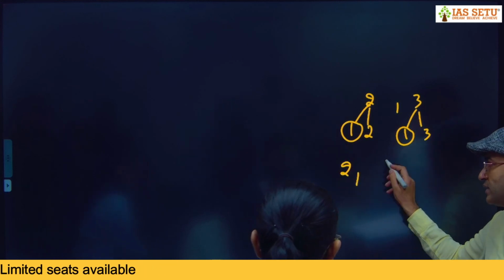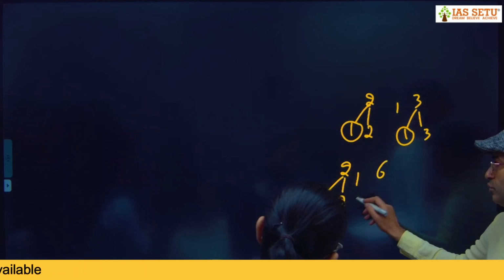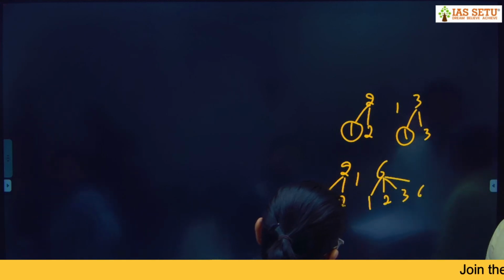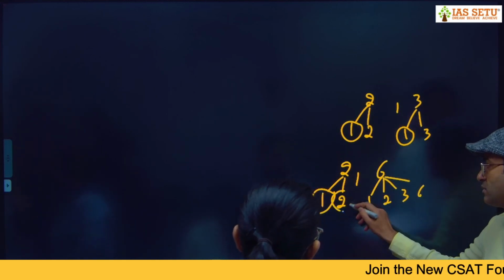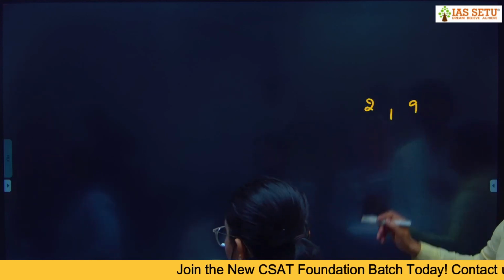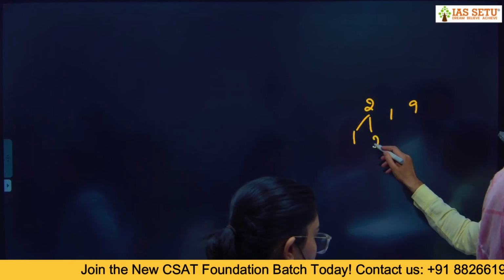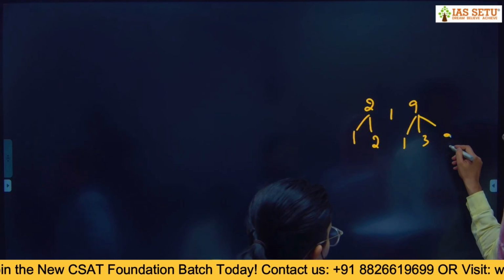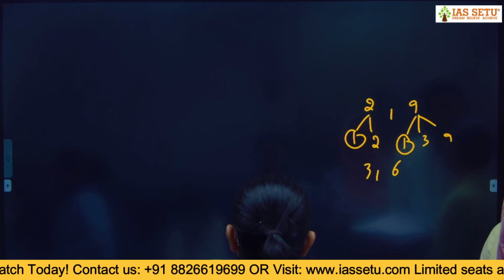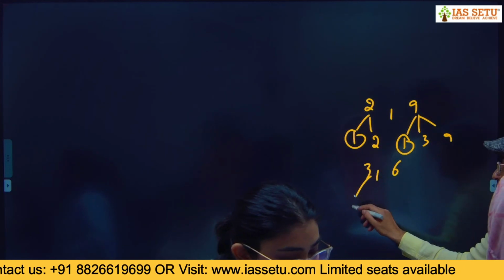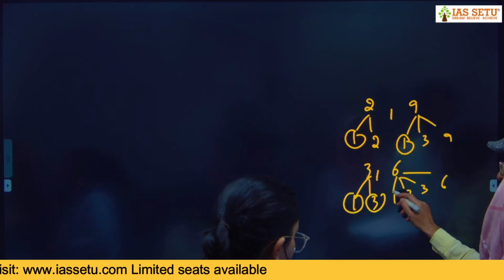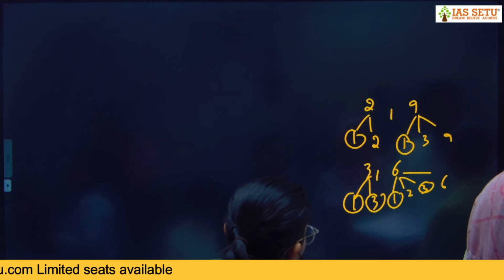But if I say 2 and 6, what are the factors of 2? 1 and 2. What are the factors of 6? 1, 2, 3, 6. Tell me, are 2 and 6 co-prime? No, because they have 1 as well as 2 common. Similarly, if I ask you 2 and 9, co-prime, because factors of 2 are 1 and 2, factors of 9 are 1, 3, 9. Common factor only 1. But if I ask 3 and 6, are they co-prime? Why? Because the factors are 1 and 3, and 1, 2, 3, 6. Common factors 1 as well as 3. That's why 3 and 6 are not co-prime.